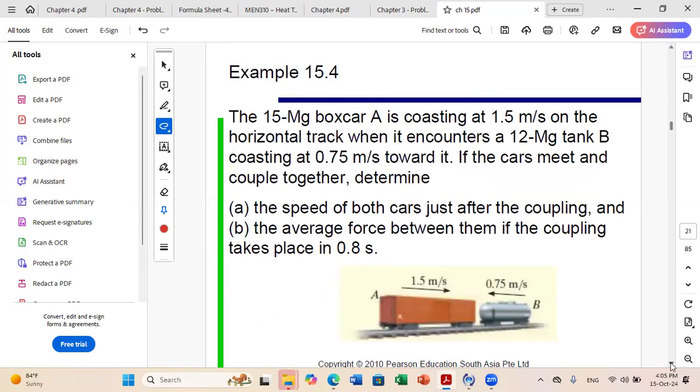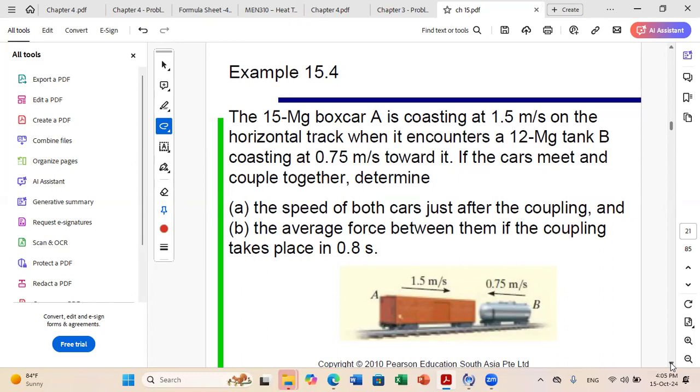To understand how to use these concepts, let us start with a simple example. In this problem, we have two trains, if you want, that will have an accident with each other. The 15 megagram boxcar A is coasting at 1.5 meters per second on the horizontal track when it encounters a 12 megagram tank B coasting at 0.75 meters per second towards it.